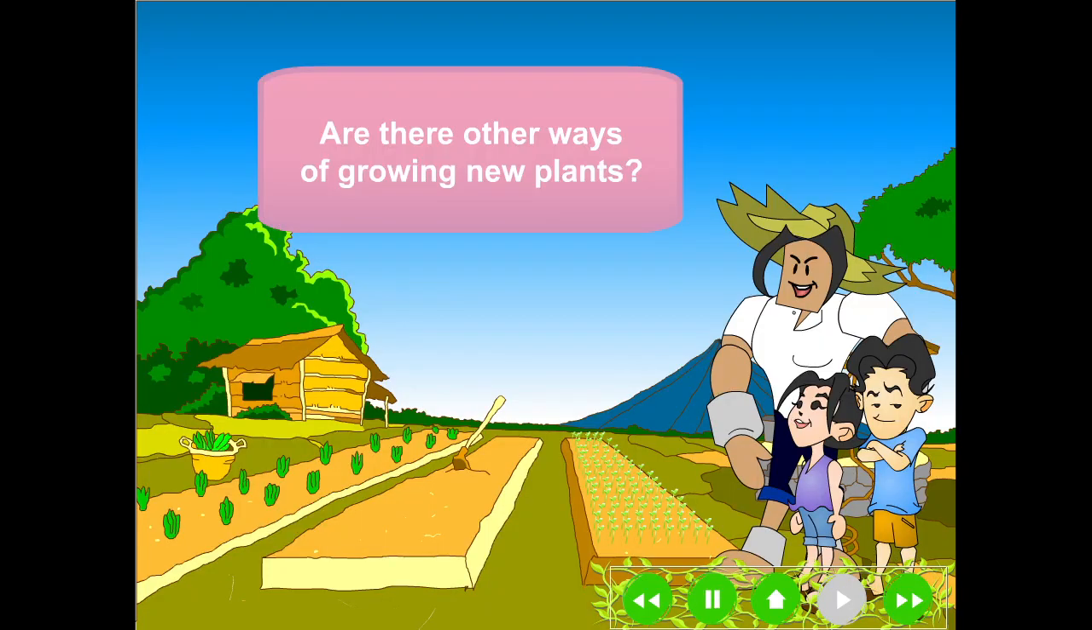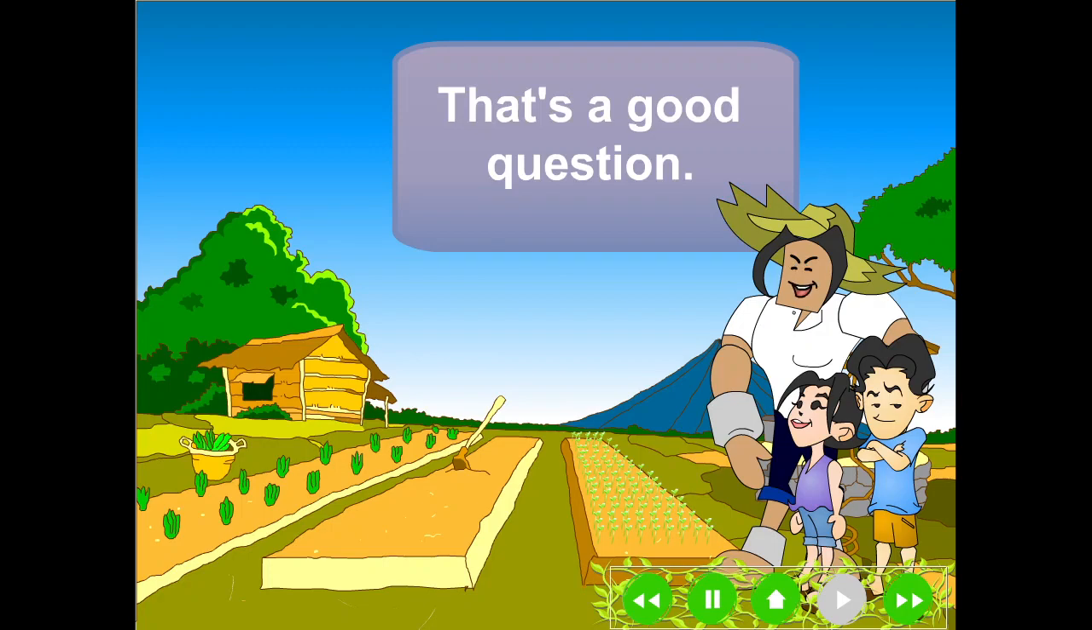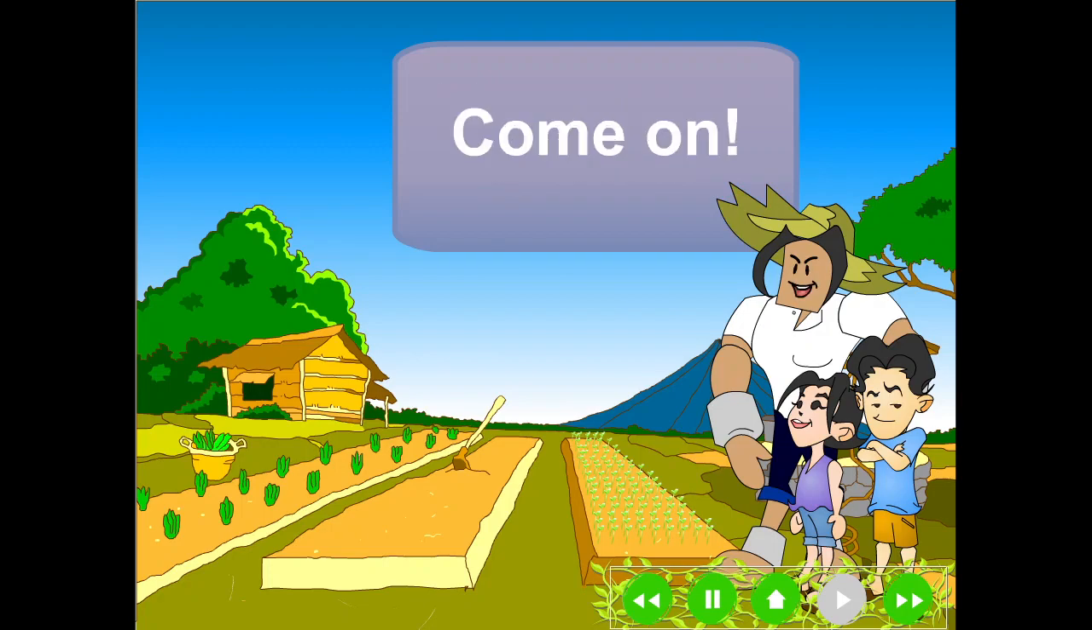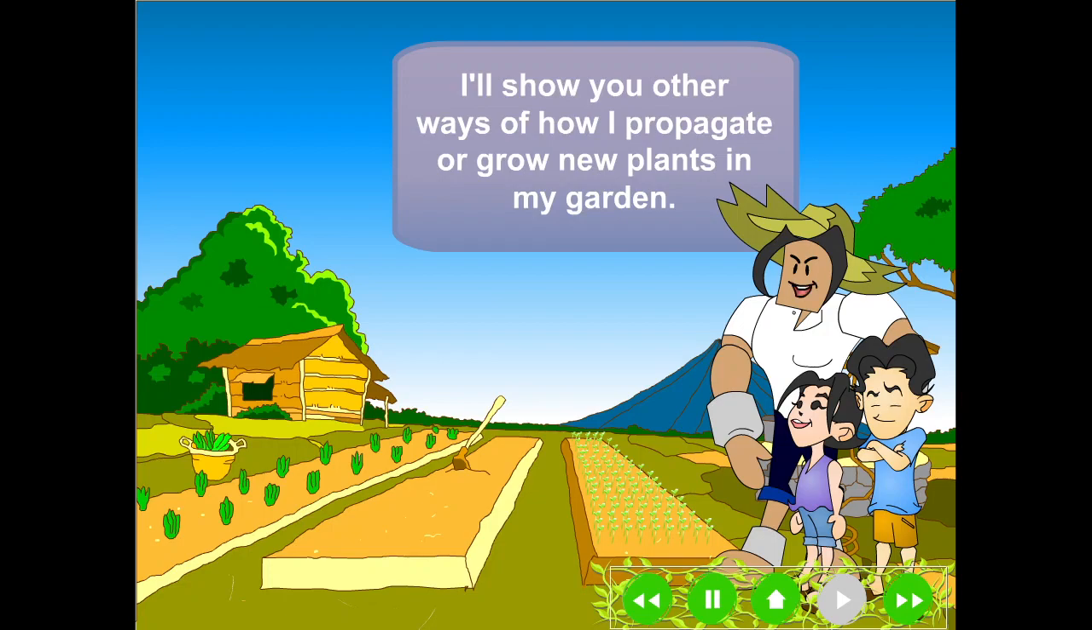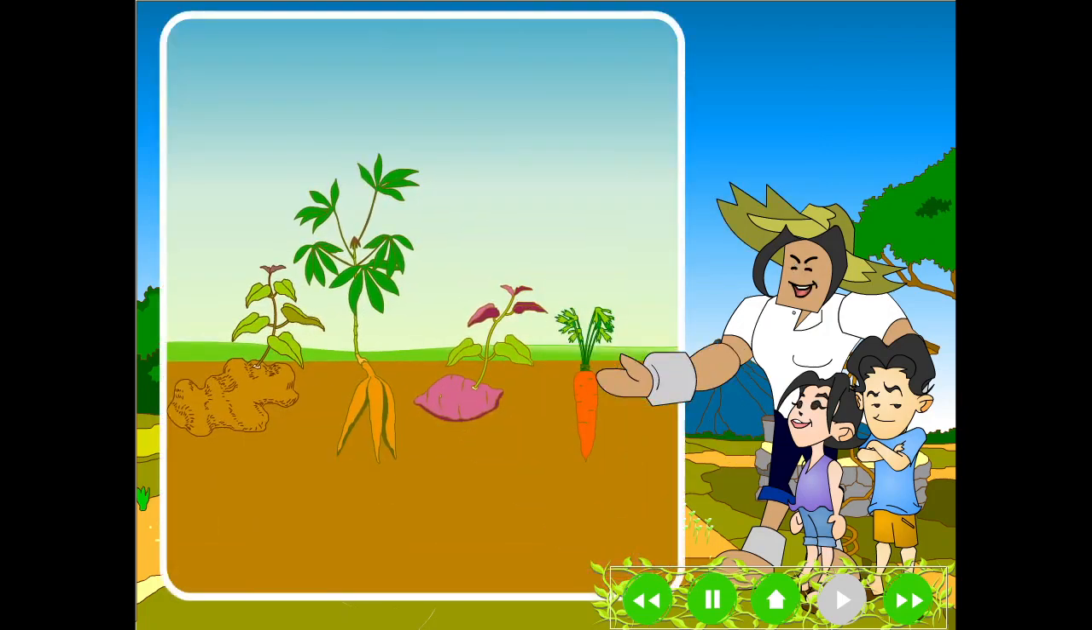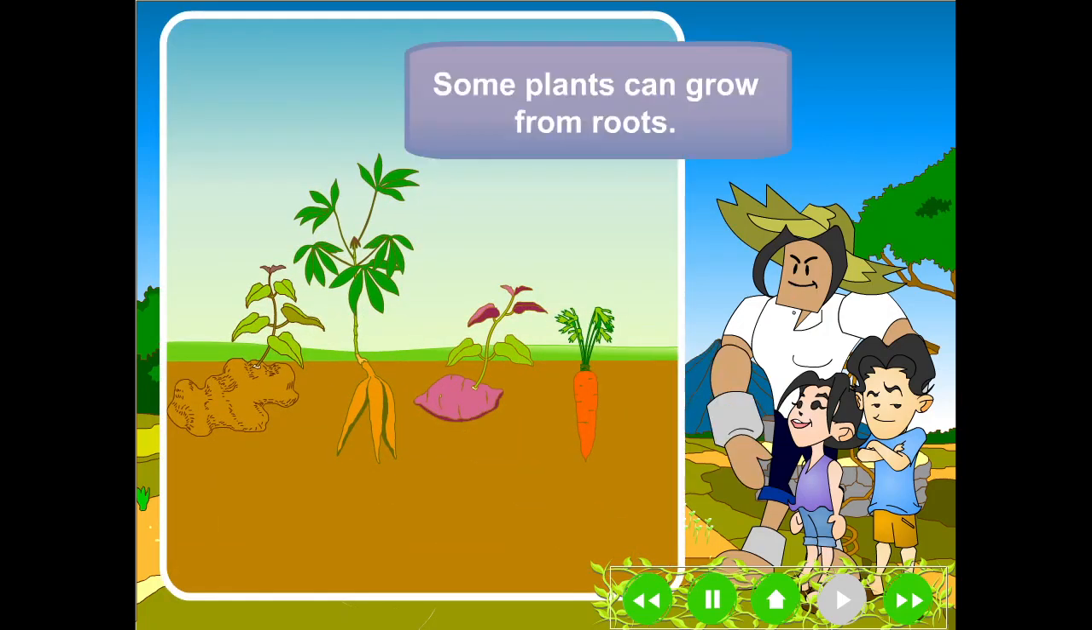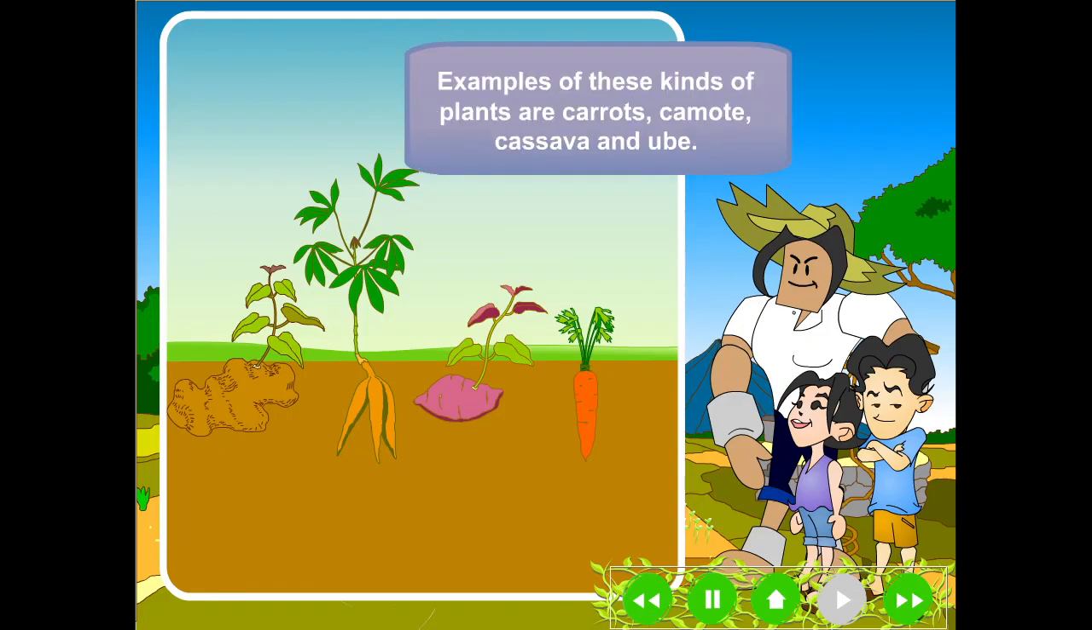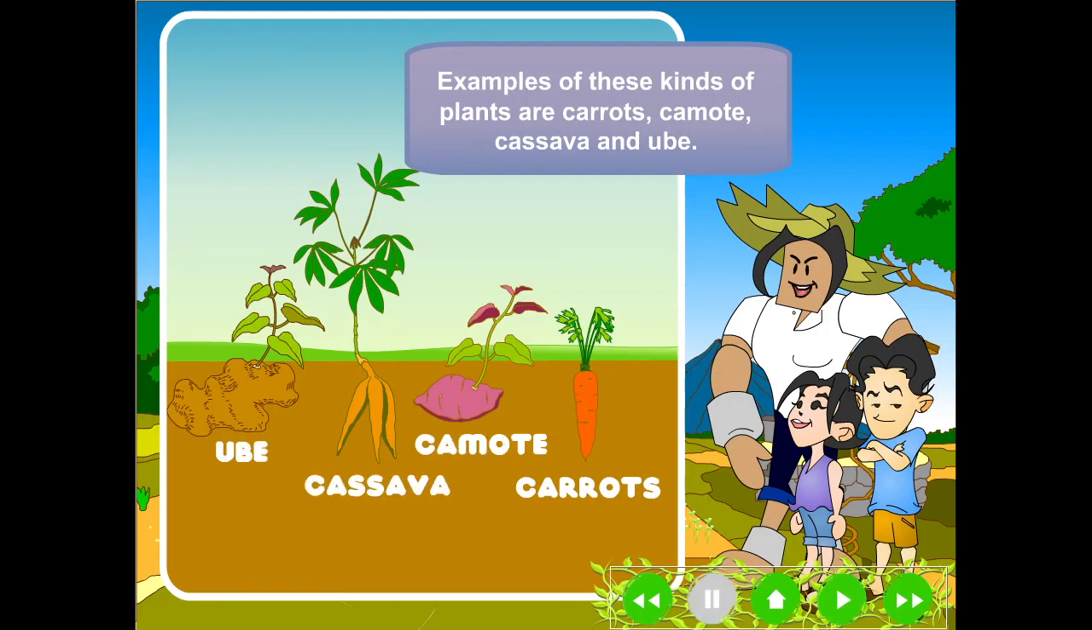Are there other ways of growing new plants? That's a good question. Come on. I'll show you other ways of how I propagate or grow new plants in my garden. Some plants can grow from roots. Examples of these kinds of plants are carrots, kamote, cassava, and ube.